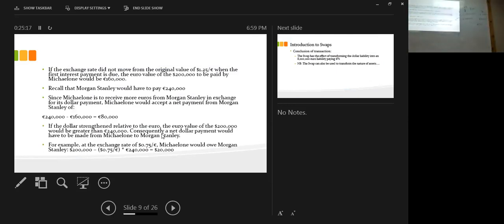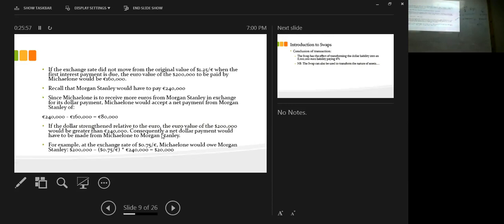If the exchange rate did not move, the euro value would be 160. You notice that 125 didn't exactly meet. Here it was 0.833, when we first looked at it. So even if it's 125, it still causes a net payment. It depends on the amount that you have to exchange and the exchange rate. So it's not dependent even on the initial exchange rate.